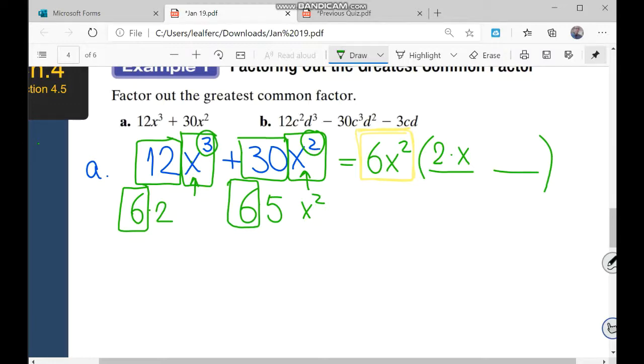This is the first term. The second term, we have 30. To find the next term here, we have to multiply 6 by something to find 30. So it's going to be 6 by 5 to have 30. And we have to multiply x squared by something to have x squared. It's going to be just 1, right? Just 1. Let's say times 1. X squared times 1 is x squared. We don't need to represent this actually.